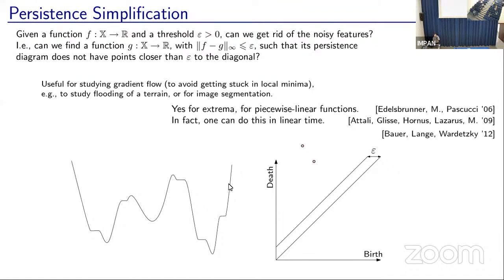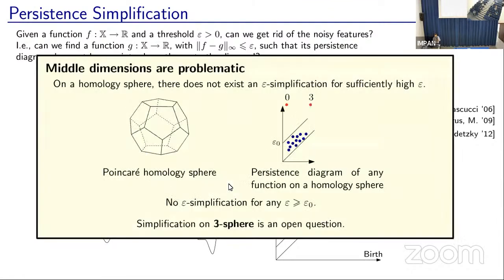When this question was posed, we answered it for extrema. So for dimension zero features. And in fact, you can do this in linear time. But if you are interested in higher dimensional features, and particularly middle dimensional features, then this is actually a very difficult problem to solve. An easy way to see that this is a difficult problem is to imagine that I give you a homology sphere, and I give you some function on it. This function will look like this, right? We'll have one point at infinity in the zero dimensional diagram, one point at infinity in the three dimensional diagram, and then lots of finite points.